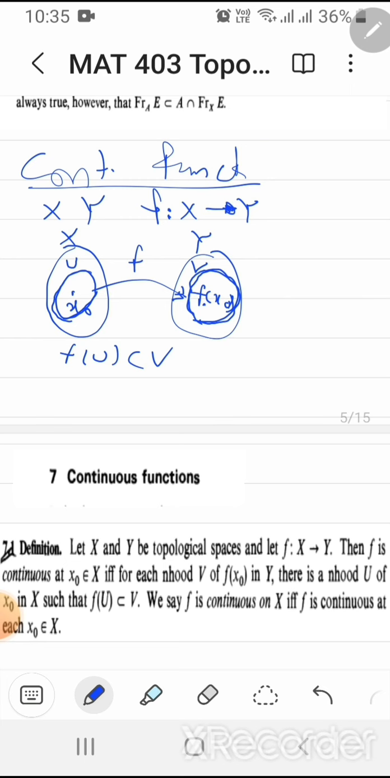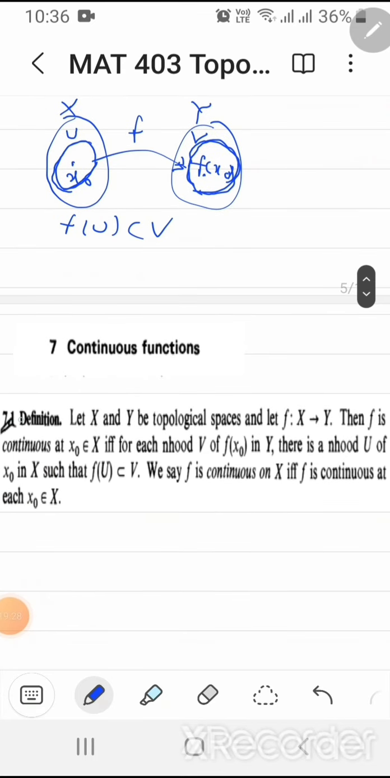That is, this function is continuous. That is, we can say that function f is continuous on X if and only if f is continuous at each x naught belongs to X. This is the definition of a continuous function.